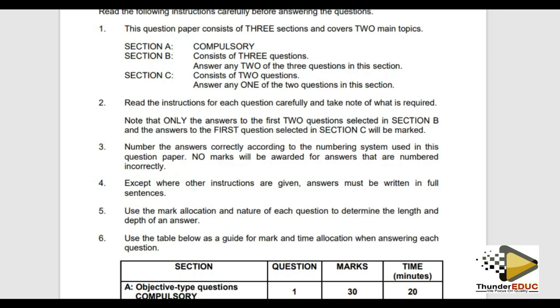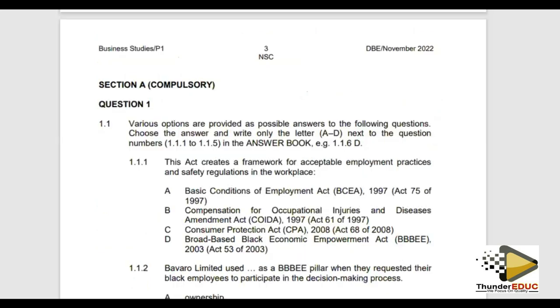Okay, right. So now, jumping on to question one, in particular 1.1, various options are provided as possible answers to the following questions. Choose the answer and write only letters from A to D as indicated there as an example next to the question numbers 1.1.1 to 1.1.5 in the provided booklet. So I know some of you have the tendency of selecting the letter, then after that you also write the option given. No, it shouldn't be like that because the moment you do that, you are going to lose marks unnecessarily. Okay, right. So now 1.1 goes as follows.